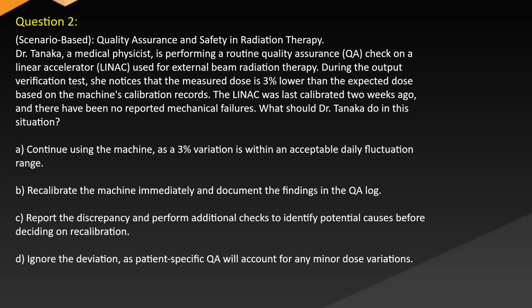The LINAC was last calibrated 2 weeks ago, and there have been no reported mechanical failures. What should Dr. Tanaka do in this situation? A. Continue using the machine, as a 3% variation is within an acceptable daily fluctuation range. B. Recalibrate the machine immediately and document the findings in the QA log. C. Report the discrepancy and perform additional checks to identify potential causes before deciding on recalibration. D. Ignore the deviation, as patient-specific QA will account for any minor dose variations.